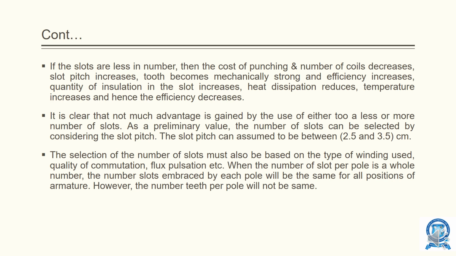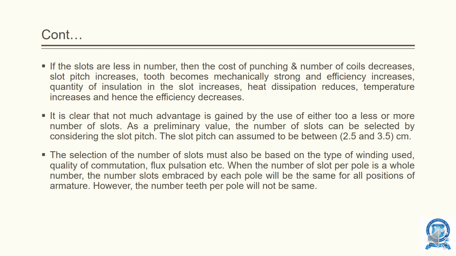If the slots are less in number, then the cost of punching and the number of coils decrease, slot pitch increases, the tooth becomes mechanically strong and the efficiency increases. However, the quantity of insulation in slot increases, heat dissipation reduces, temperature increases and hence the efficiency decreases. It is clear that not much advantage is gained by using either too few or too many slots. As a primary value, the number of slots can be selected by considering the slot pitch, and the slot pitch can be assumed between 2.5 and 3.5 cm.